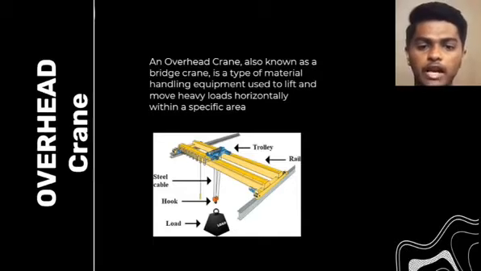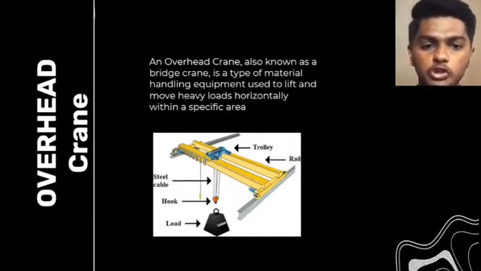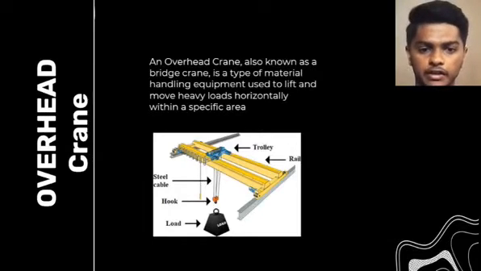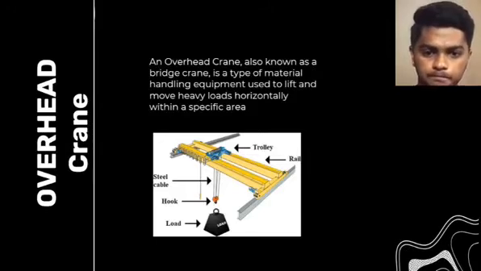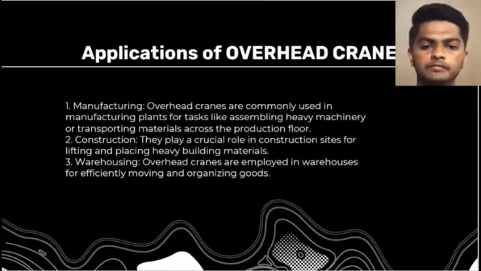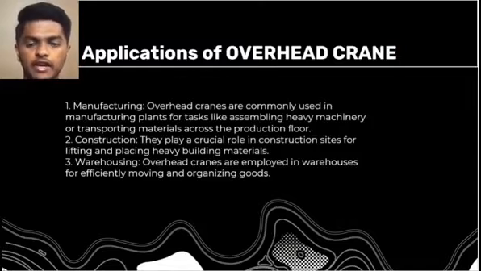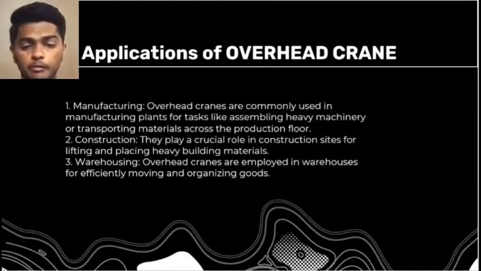Overhead cranes. An overhead crane is a type of machine used to lift and move heavy objects horizontally within a confined area. It consists of a bridge, which spans the area to be covered, and a hoist, which is used to lift and lower the object. Overhead cranes are typically used in industrial settings such as factories, warehouses, and construction sites, where they provide efficient and precise handling of materials.